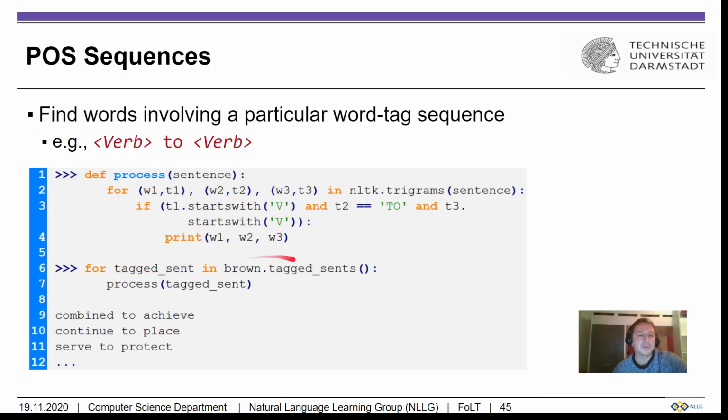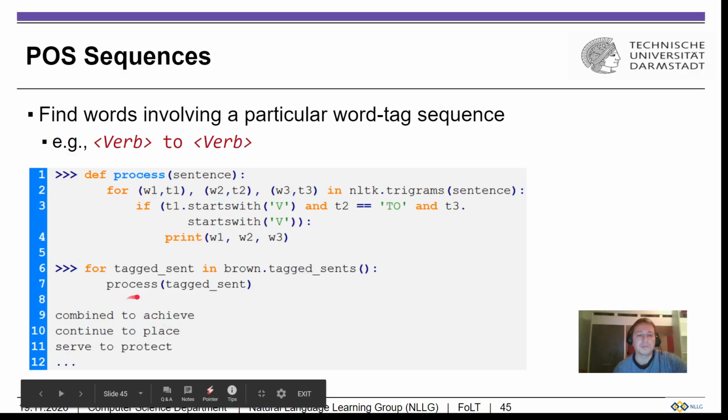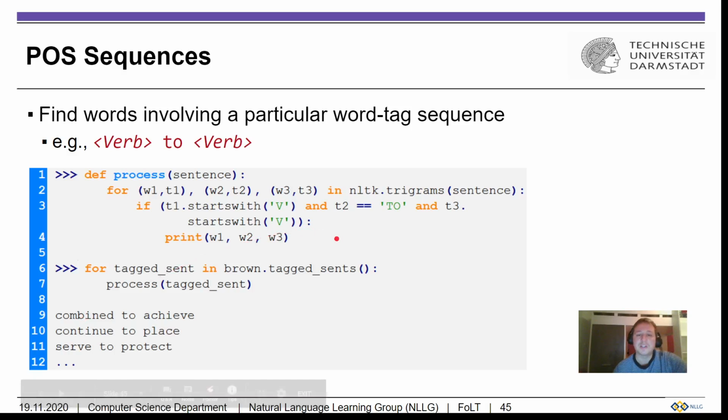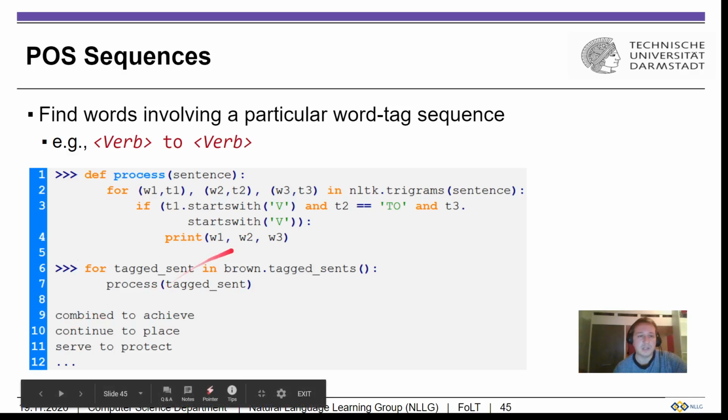Then we're running over all our sentences, and for each trigram in the sentence, we're going to print out our desired pattern if we find it. We find something like combined to achieve, continue to place, serve to protect. And here we see that this is past tense, because we allowed that. We just said, okay, if it starts with a verb, everything else can be different categories, such as verb in past tense. So you could modify this to find, for example, only present tense cases.